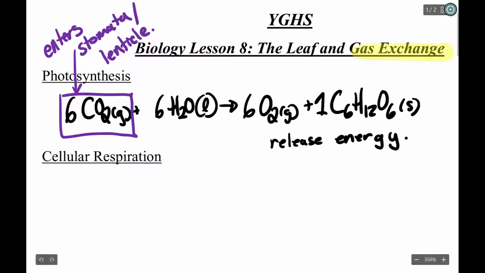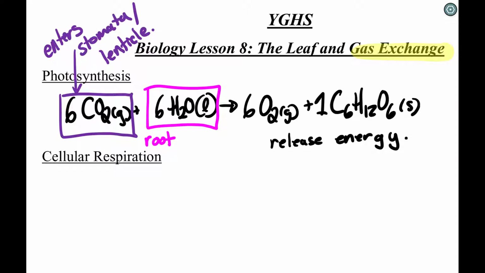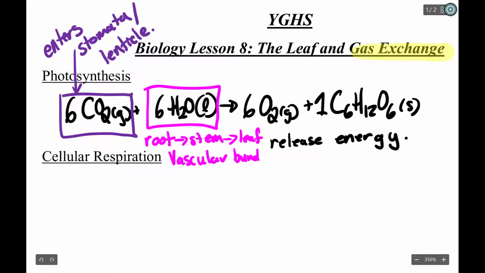Now, the water, we know, comes from the root system. In our previous lesson, we described how water moves into the root and then up to the leaf. So it goes root, stem, and then to the leaf, and this is all through the vascular bundle, and more particularly, the xylem. So this comes up the xylem from the root, up the stem, into the leaf. Now we have water in the leaf and carbon dioxide in the leaf, and so now it can do photosynthesis.